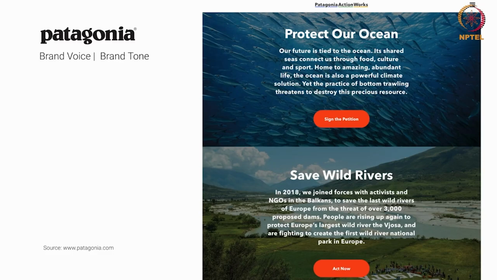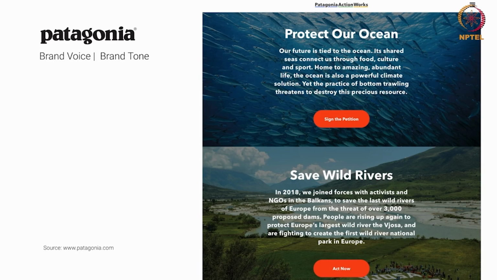And again, there are some other sections. If you see in this website, there is another section, Patagonia Action Works. That means you yourself can take part in such initiatives. It's not just about telling the story, but they're also giving you a platform to make change. And you can see Protect Our Ocean is one of the campaigns which is going on, and sign the petition. So they are generating petitions for the public to create awareness about it, such that there is a change.